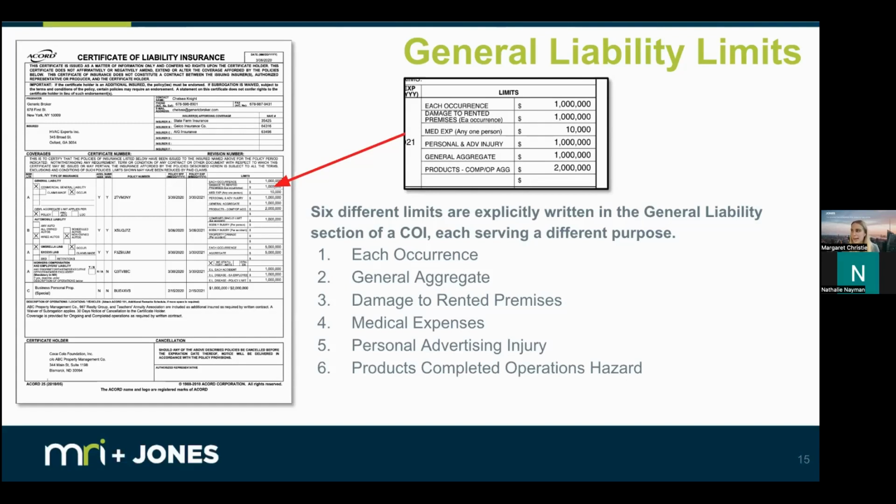So if I had a general aggregate here of $1 million, which is exactly the same as my each occurrence, if I had an accident in January that needed $500,000 worth of coverage, and then an accident in February that needed another $500,000 of coverage, and then an accident in March, I don't know what's going on here, that needed another $500,000 of coverage, we'd be out of luck for a March accident because we had reached our general aggregate limit of $1 million with our first 2 accidents. So that's how this works. And typically, or most commonly, you see the general aggregate being a little bit higher than each occurrence, though not always.